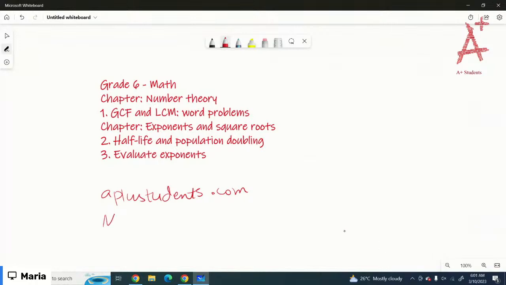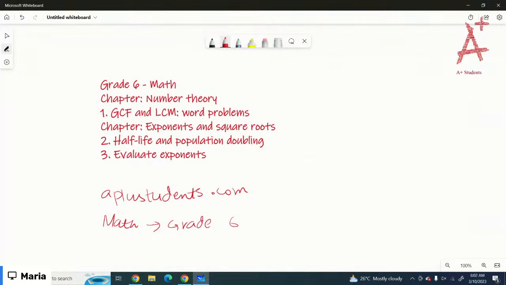Then you have to select math from the subject tab. Scroll down to grade 6 maths and then click on view all lessons. There you can find a list of the chapters. We're going to start with chapter number 30. The lesson we're going to cover from the chapter is GCF and LCM word problems.